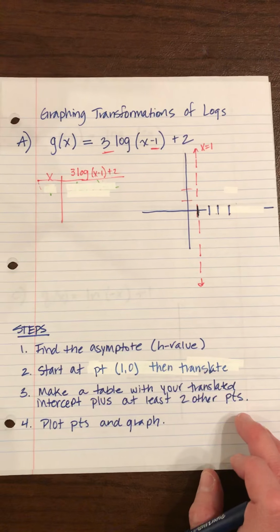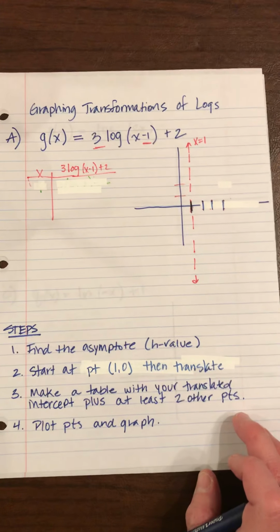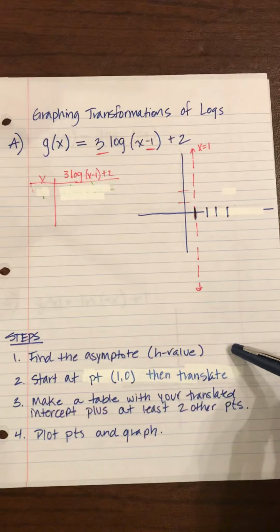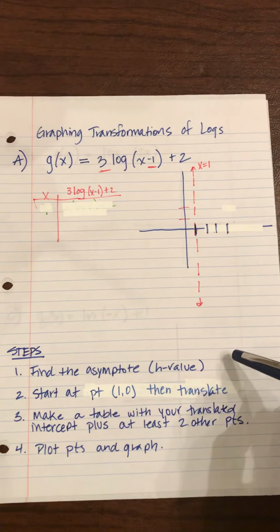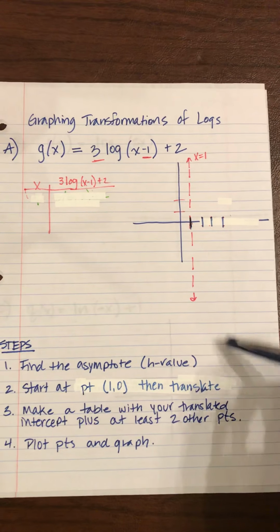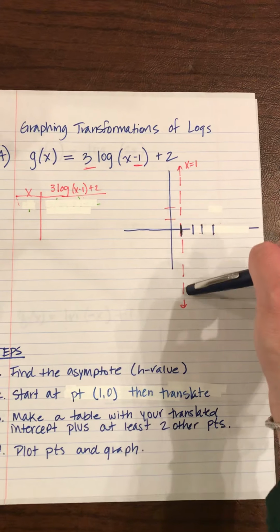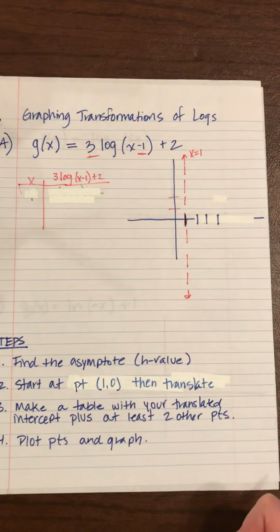Hey everyone, I just want to go ahead and show you a few examples of how to graph some logs. All right, so we're going to start with some basic rules that generally apply for most every one of these functions. We're going to go ahead and start by graphing the asymptote, and you can see I already put it in there. Remember, your asymptote is your h value, so in this case it's x equals 1.